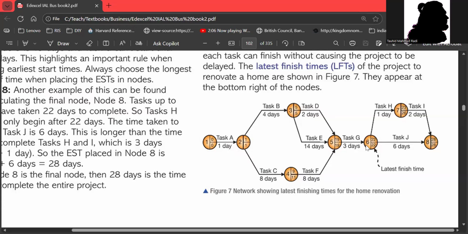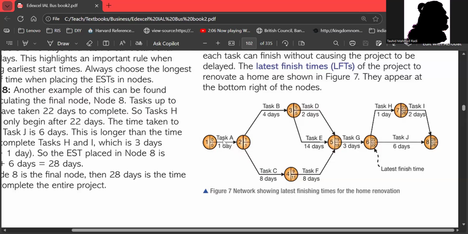Then again over here, from this 22 EST, we are adding 1, 23, then 23 plus 2, 25. We are not putting 25 over here. We are putting 28. Why? Because there was another task which was taking more time. So 22 plus 6 is 28. This is the total time taken to finish this project.